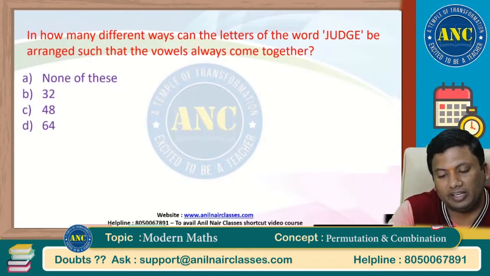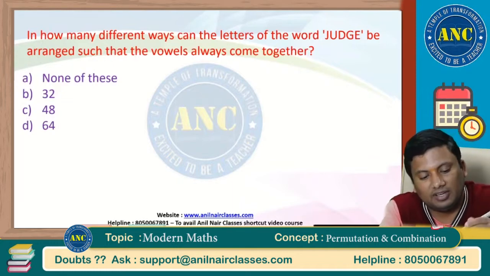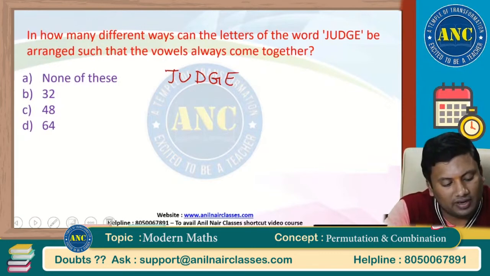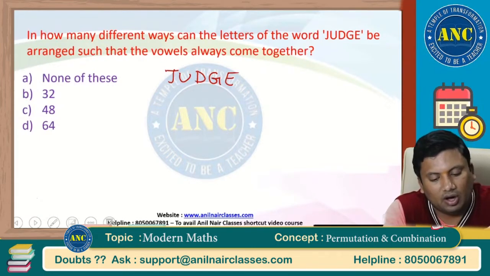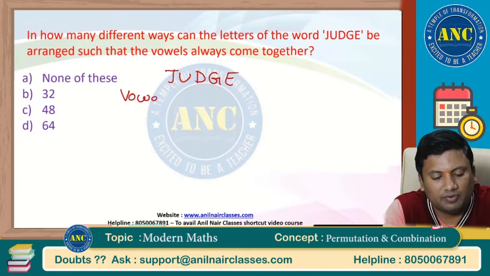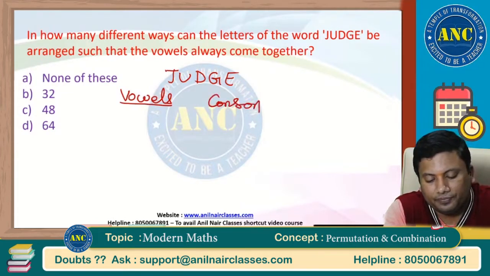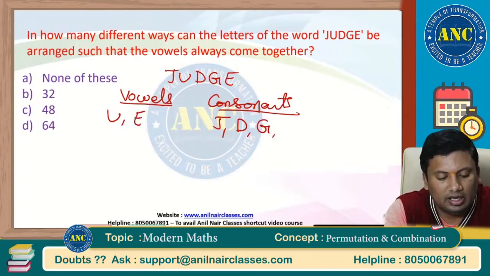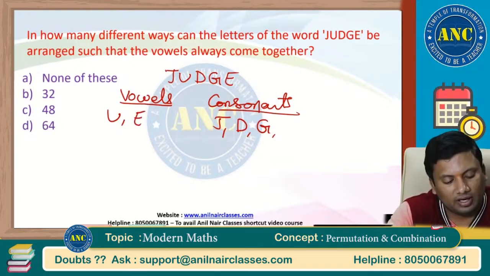How many different ways can the letters of the word JUDGE be arranged such that the vowels always come together? Vowels always come together. First we will write the vowels here. J is not a vowel. U is a vowel. D is a consonant. G is a consonant. E is a vowel. Now see here.